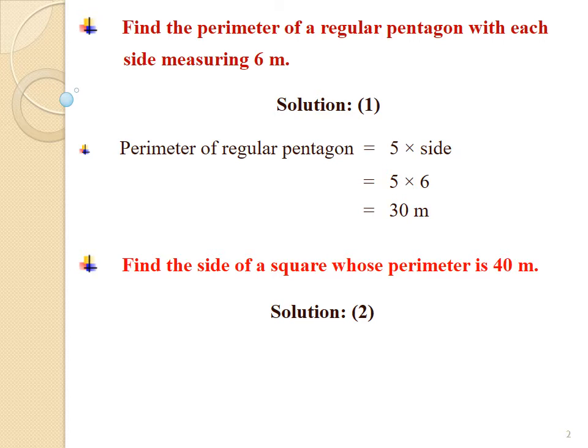Thus, side of a square equals perimeter divided by 4, which equals 40 divided by 4. Now, dividing 40 by 4, we get 10. Thus, side of a square is 10 meters.